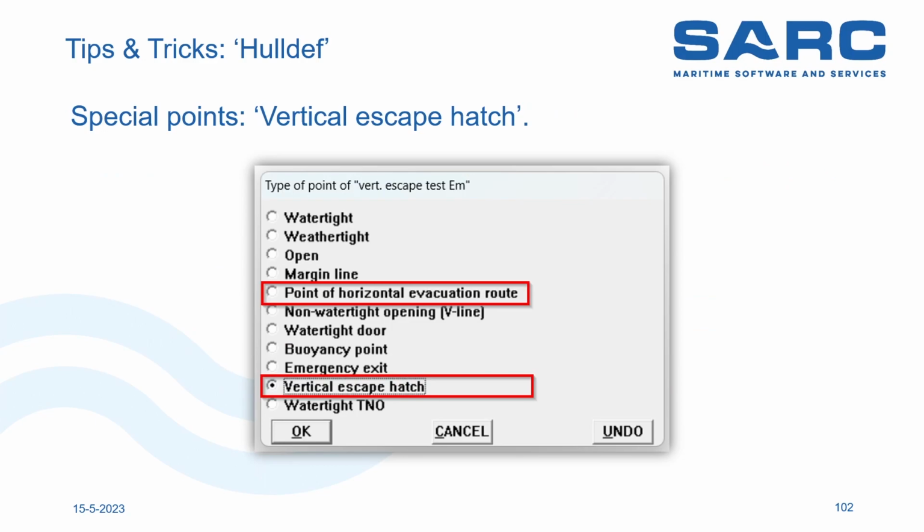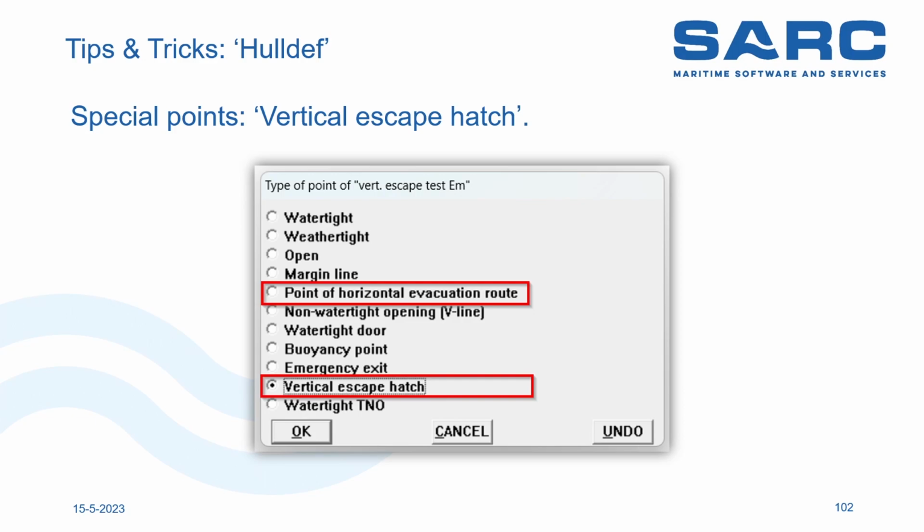Special points. We already had the point of horizontal evacuation route. The horizontal evacuation route is a point which may not be submerged in the final stage of flooding, but in the intermediate stages of flooding, it is allowed that such a point gets submerged. The vertical escape hatch is a point that may not be submerged in final or intermediate stages. We used to create such a point by just defining a weathertight point, which had the same effect. If it got submerged, it would say the vessel wouldn't comply. But we got a lot of questions from class on how you deal with this, since that has the same effect.